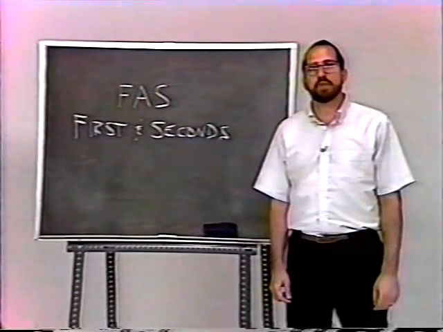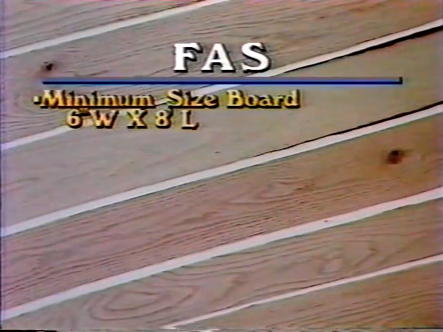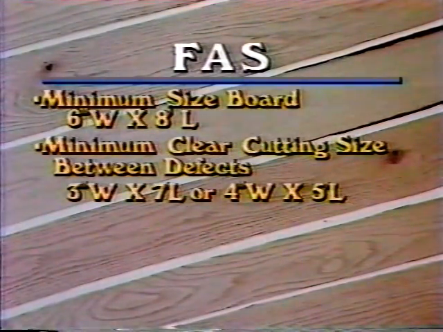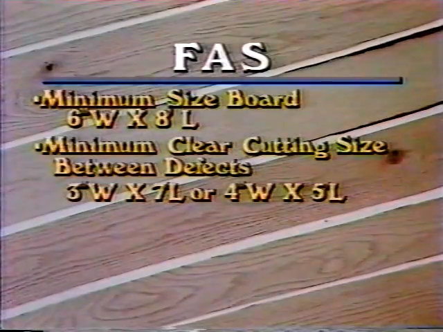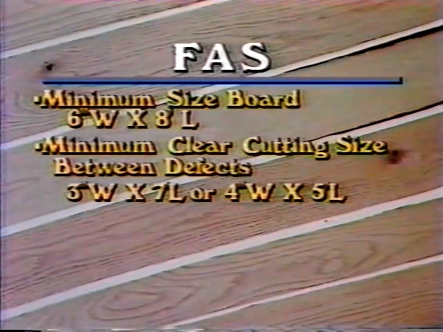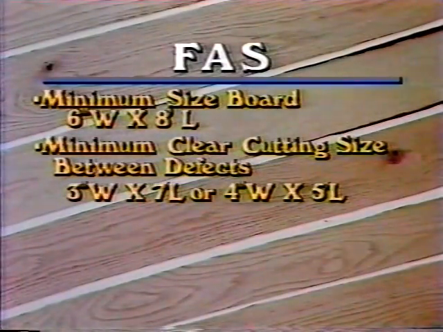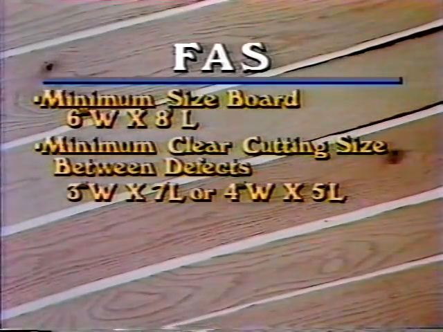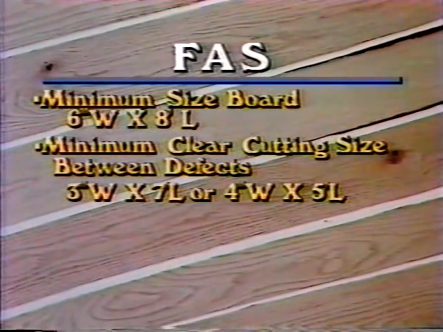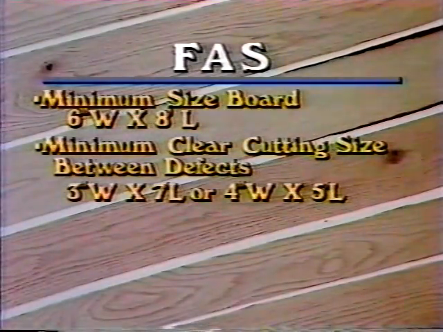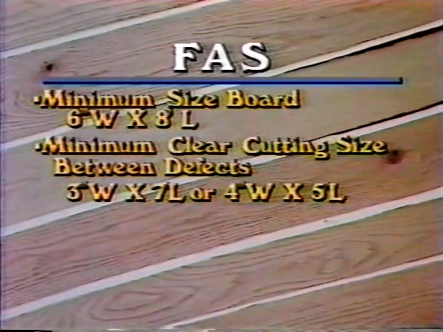The requirements for FAS are a minimum size board of 6 inches wide and 8 foot long, a minimum clear cutting size of 3 inches wide by 7 foot long, or 4 inches wide by 5 foot long. This means that the clear area between defects and the end or the edge of the board must be at least this minimum size. The limits assure the purchaser of FAS lumber long, clear pieces of defect-free wood.